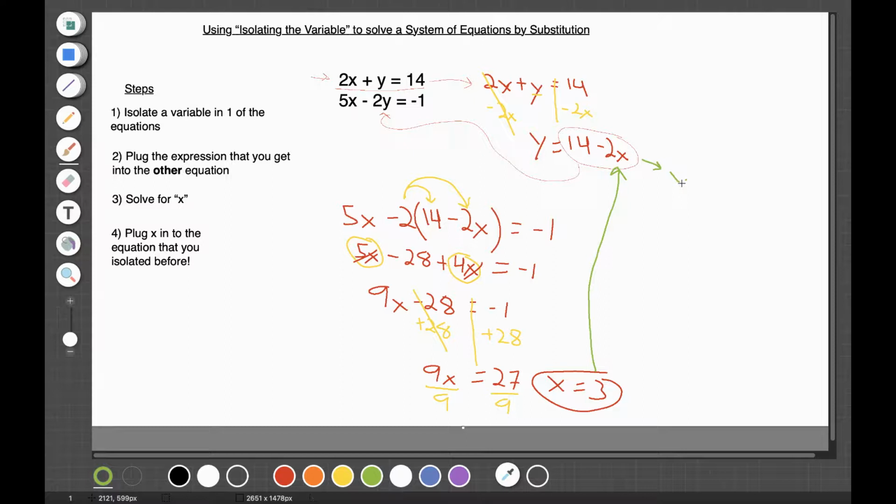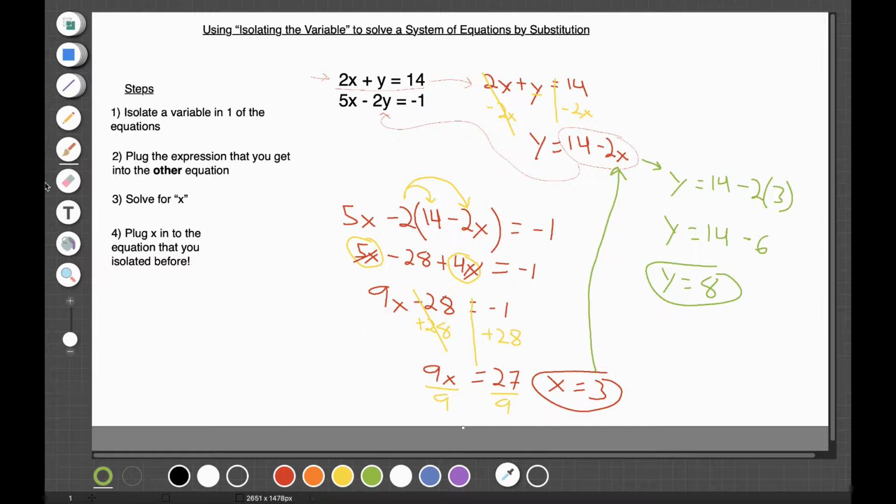So we'll have y equals 14 minus 2. And then when we plug this 3 in, okay, remember we got to use parentheses, just like always. Okay, so y equals 14 minus 2 times 3 is minus 6. 14 minus 6, you could do this in your head, comes down to 8.